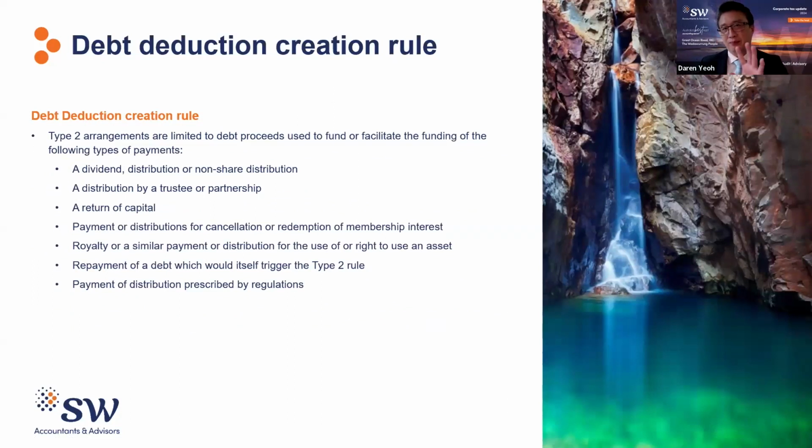Now, remember the type 2 rule? I spoke about loans used to make a payment to an associate. Fortunately, with recent changes, it's limited to these types of payments. It's for payment of dividends or non-share distributions, for trust or partnership distributions, to return capital, payments to cancel or redeem membership interests, royalty or similar payments. So keep an eye out for this because royalty payments are quite common for multinational groups. A repayment of a loan which itself would trigger the type 2 rule, and anything else prescribed by the regulation. So something we need to keep an eye out for.